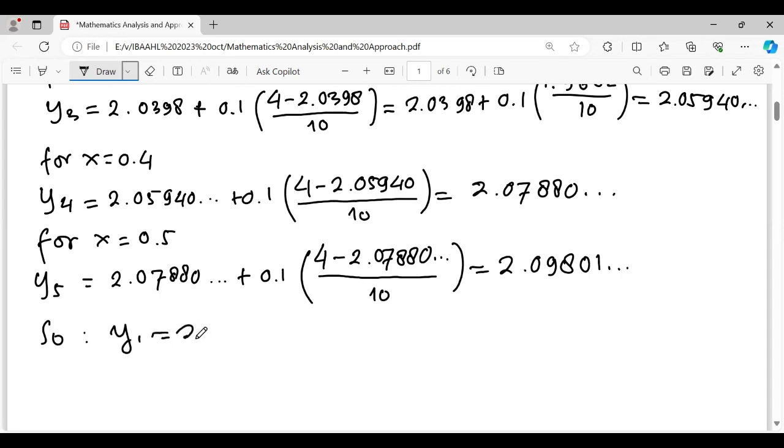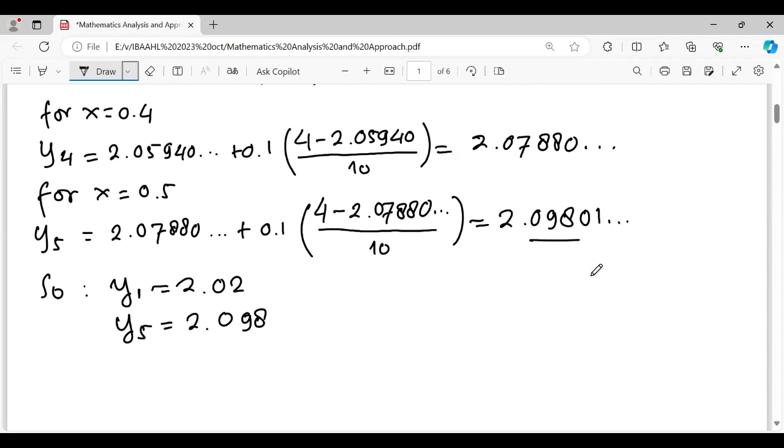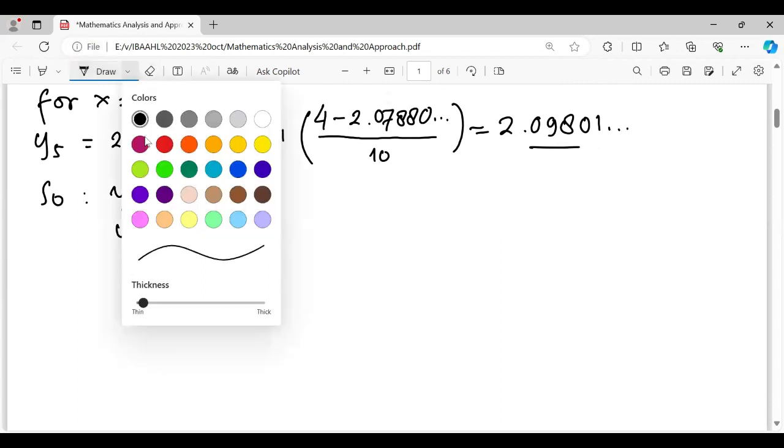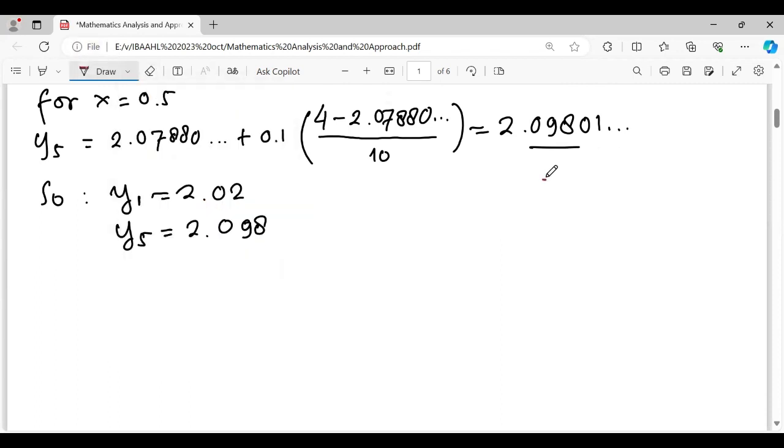So y1 equals 2.02 and yeah, the first y and the fifth y is 2.098 approximately, from this number, to four significant figures. Right. The next is B.